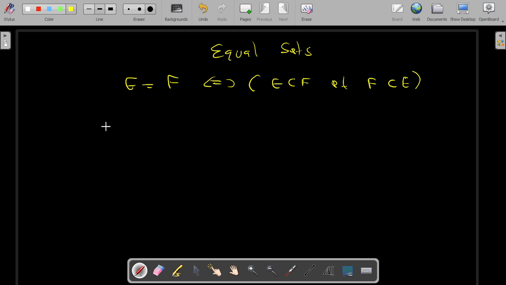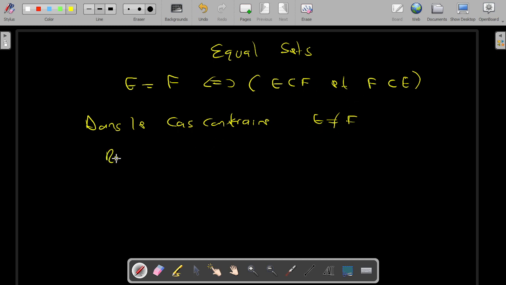And dans le cas contraire, now if E is not equal to F, well, we basically have this. Otherwise we have that E is not equal to F. So when this proposition is false, then E is not equal to F.